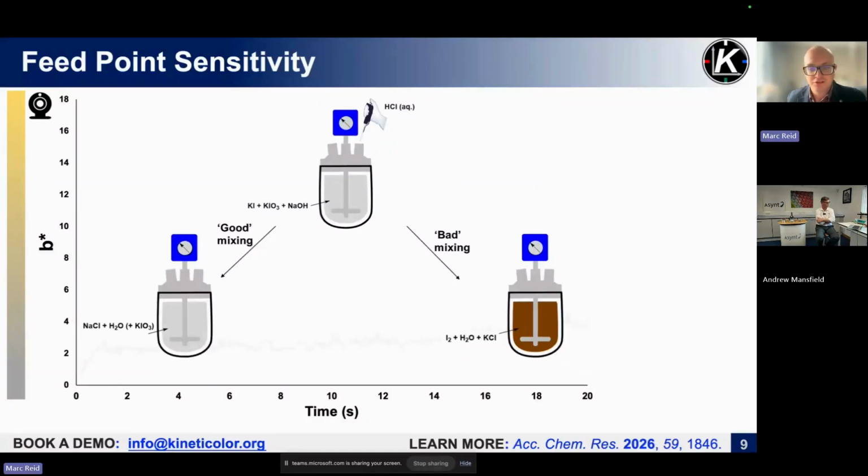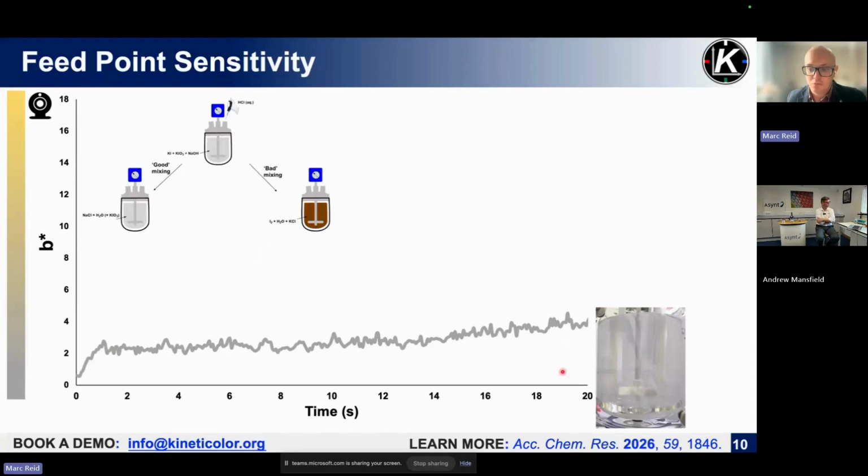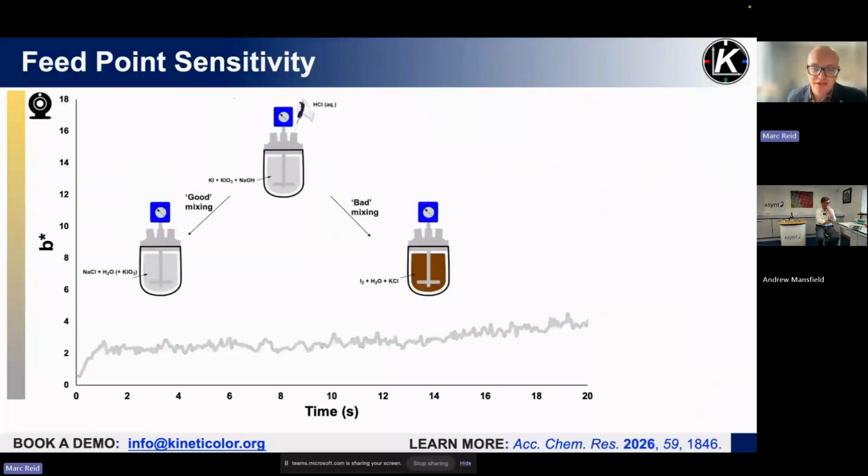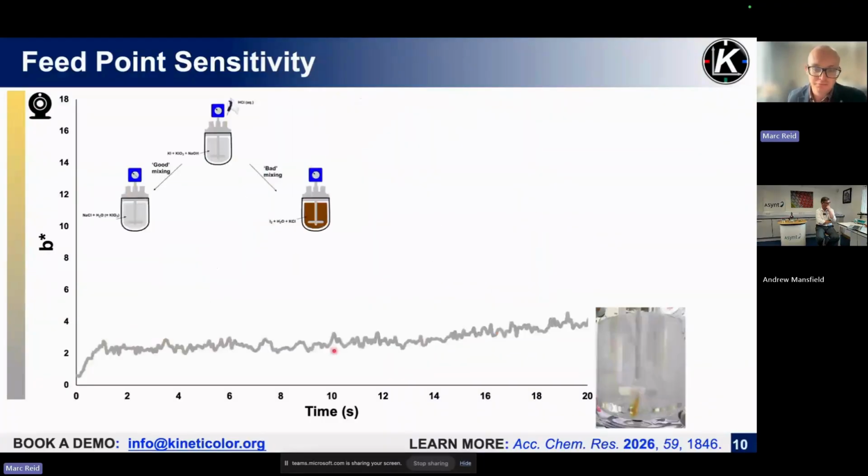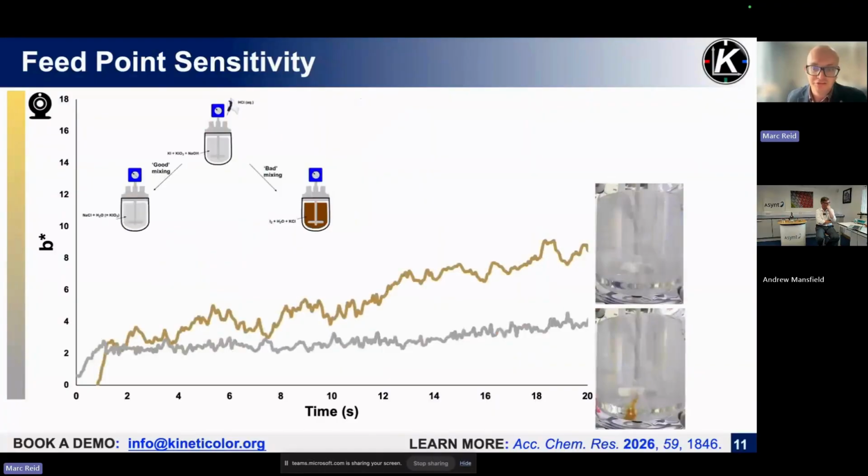So if we look at this firstly for the example where the hydrochloric acid was injected near the impeller where mixing is most effective, we only see a modest amount of yellowing over time. Compare that to the case where we inject the hydrochloric acid not from the impeller zone, but from slightly further up the reactor around the midpoint. We can see in this case here quantification of more yellowing than for the impeller zone addition.